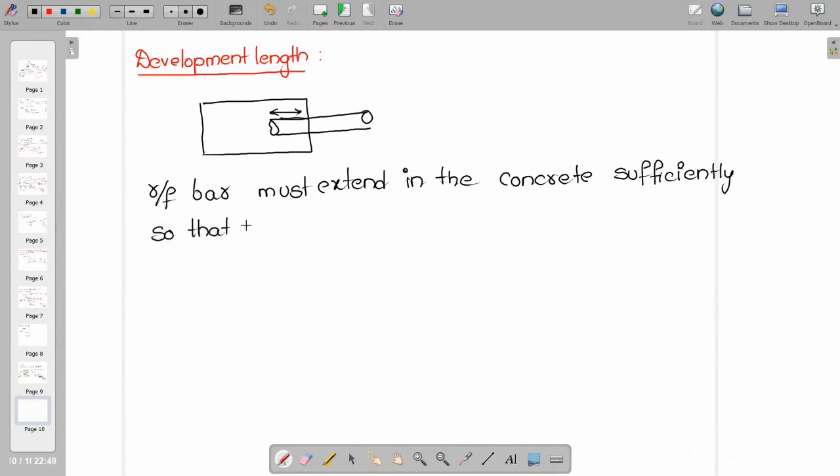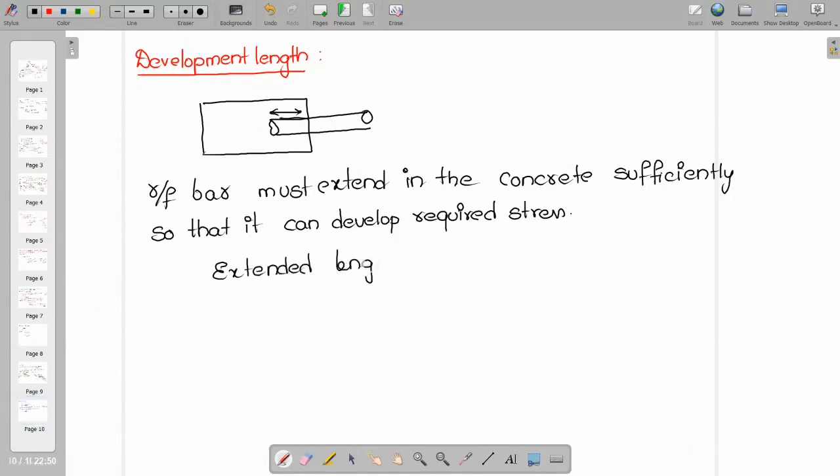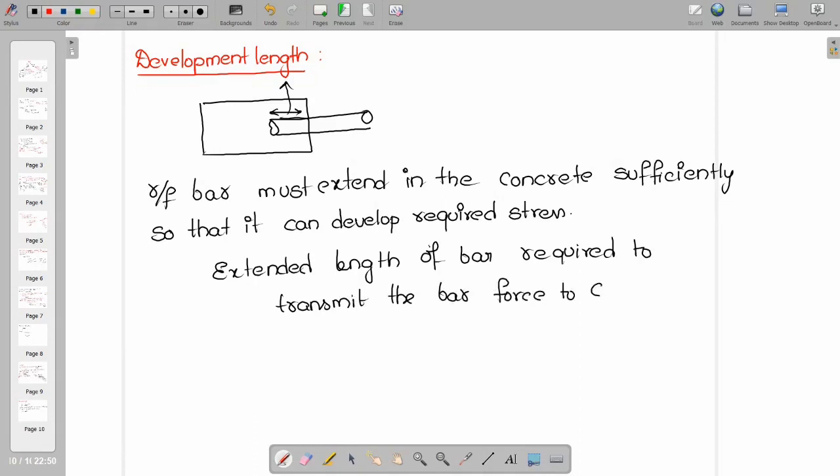the required stresses. Now see, students, the extended length of the bar required to transmit the bar force to the concrete is nothing but what, sir?